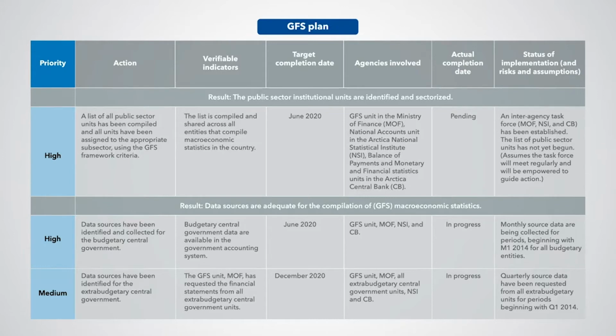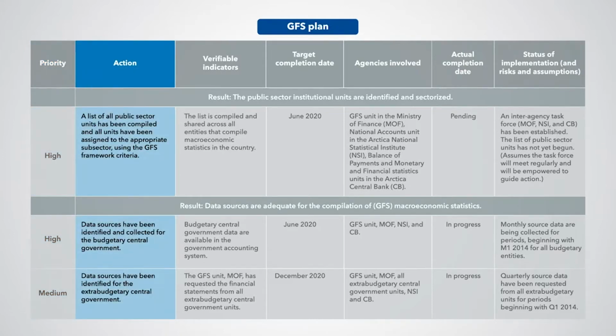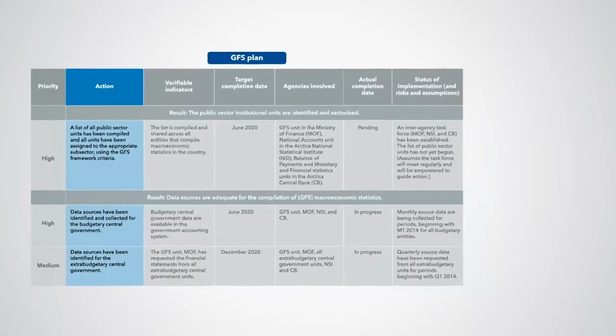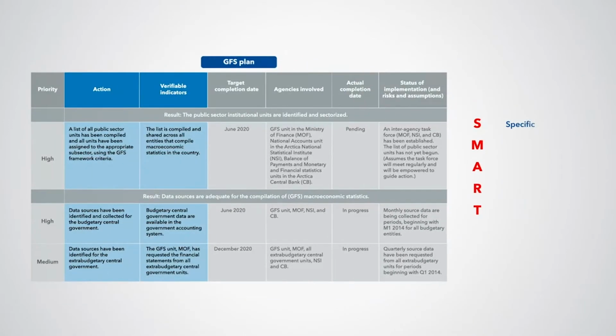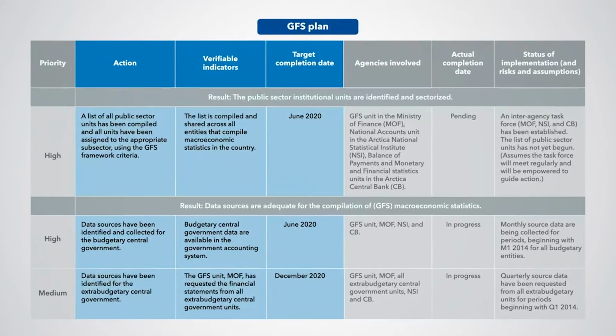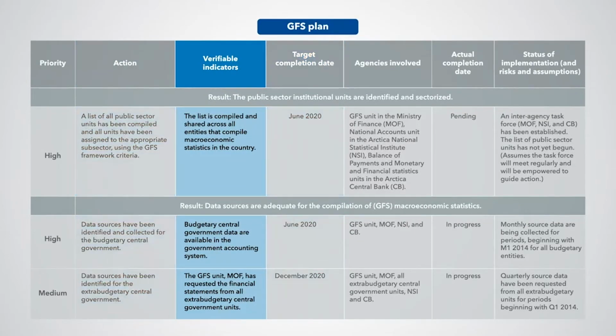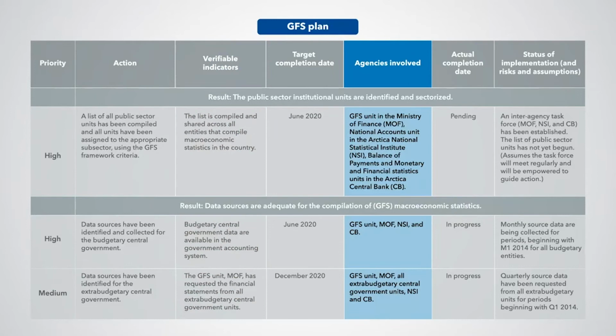The description of the specific action is shown in the second column. These actions should be SMART: specific, measurable, achievable, realistic, and timely. In other words, it should be possible to verify if a specific action has been accomplished or not, shown in the third column. In addition, the action should be within the power of the authorities and respective agencies to achieve with reasonable success and within a realistic amount of time, given resource and other constraints.